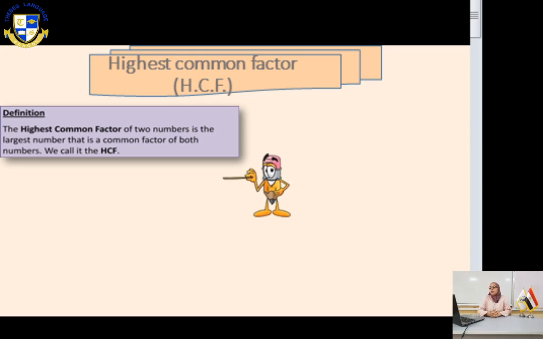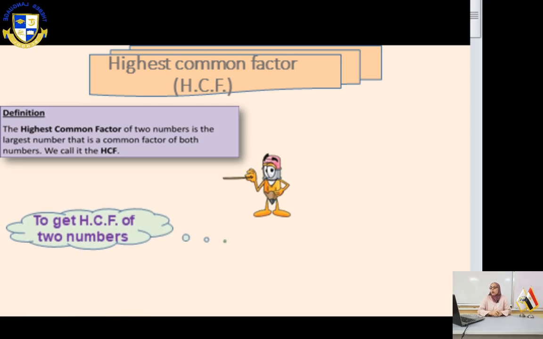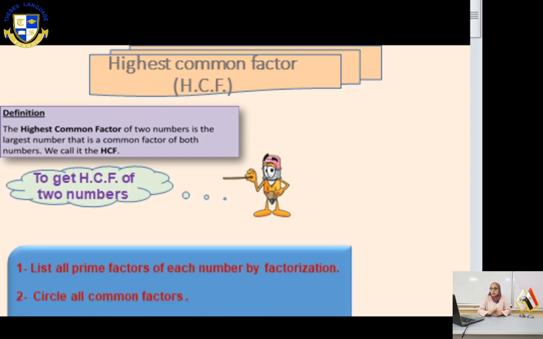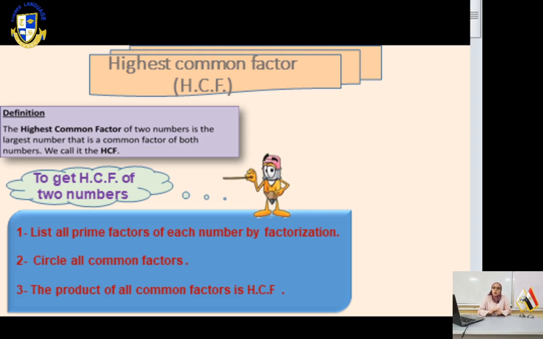Okay, to get the HCF, at first factorize the numbers which we have to their prime factors. Then circle the common factors between these numbers. Get their product. Now we have the HCF.